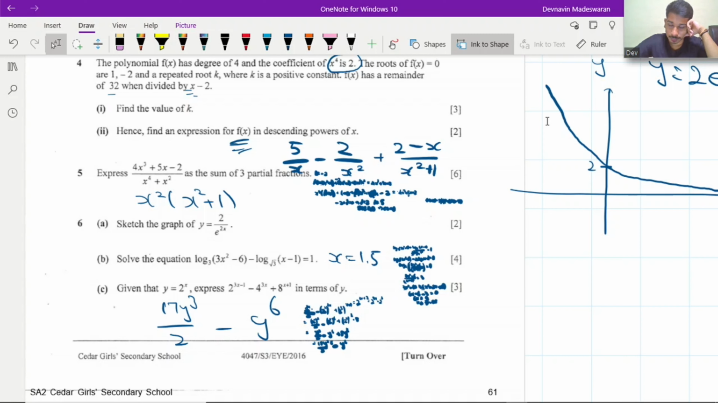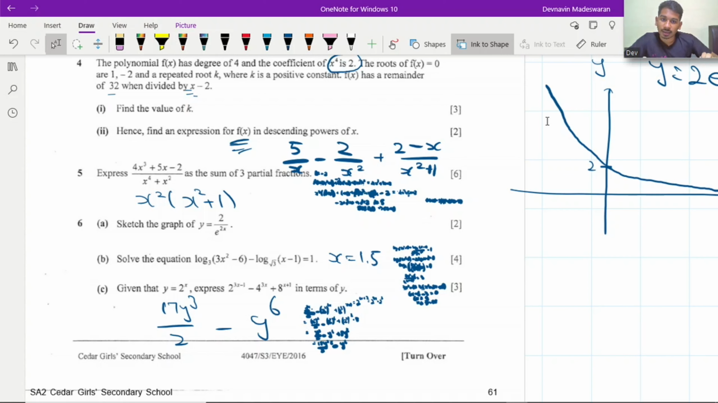I have a lot of different methods I could try, but it's not worth it for 3 marks. f(x) has a remainder of 32 when divided by x minus 2. So when you substitute 2 into f(x), you're going to get 32. You want to find the expression, but first you find k, and once you get k you can get f(x). The main point is finding k.